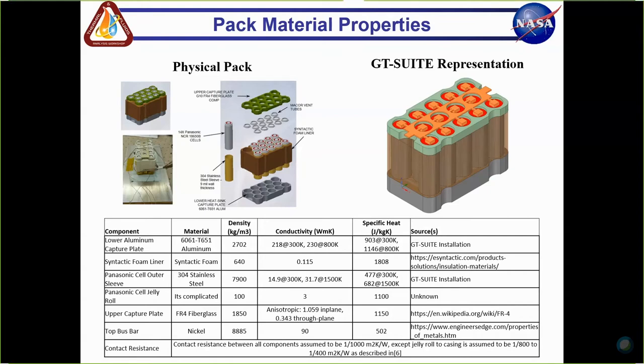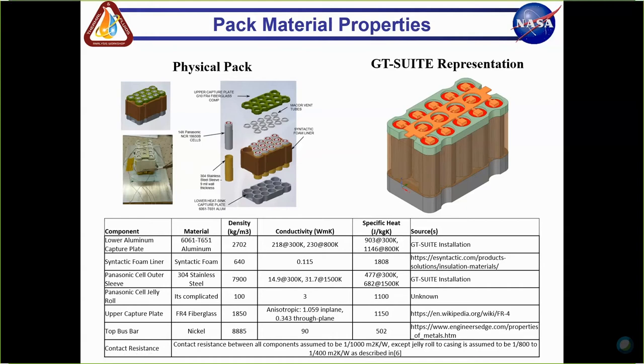Now the jelly roll: obviously there's a collection of complex materials inside the jelly roll itself, but the specific heat we've seen to be around 1,000 joules per kilogram Kelvin, so that's what we're using there. For the upper capture plate, notice that it's a fiberglass composition, so the conductivity is actually anisotropic. The in-plane conductivity is much higher than the through-plane conductivity, and we've incorporated the anisotropic behavior inside this capture plate, highlighted in green. Then the top bus bar, I believe, is made of nickel, so we're just using basic properties of nickel for that.